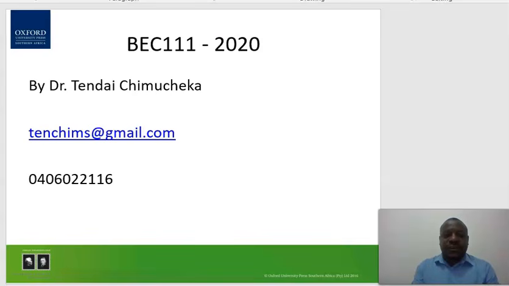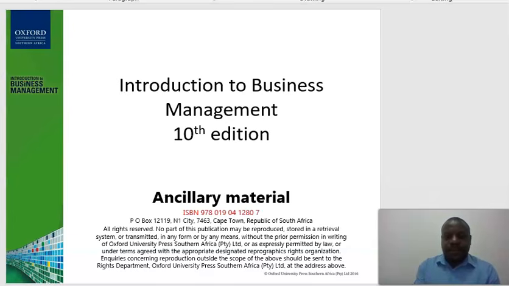So the book that we are going to be using is Introduction to Business Management, the 10th edition. It was published by Oxford. That's your prescribed textbook. I'm aware that there's the 11th edition, but currently we are still prescribing the 10th edition, as the 11th edition is still under review.